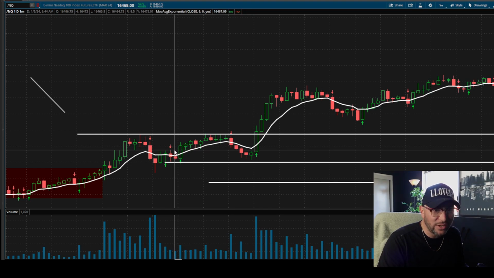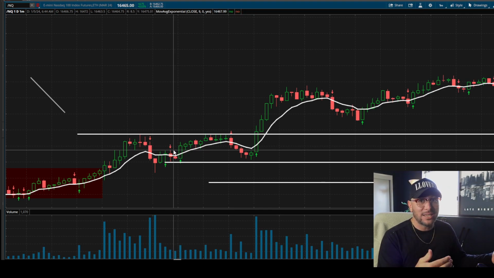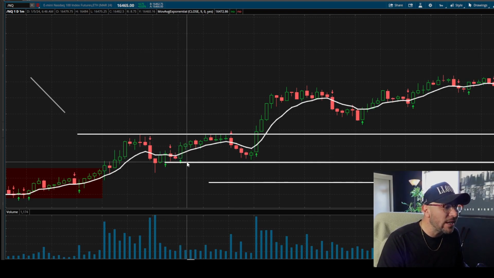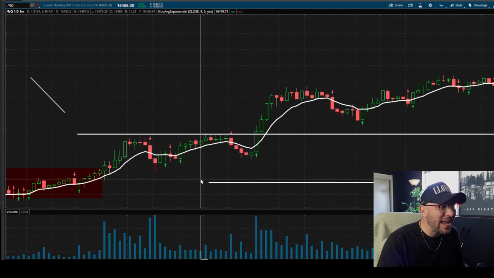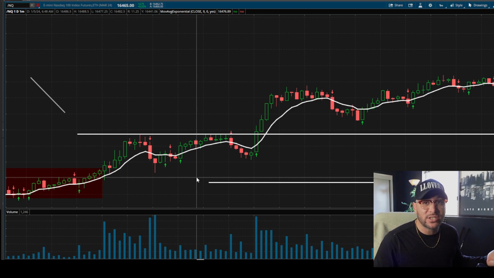So on this particular candle here, would you have been able to make 6, 7, 8 points? There's another winner, guys. You see how you're starting to stack wins? Again, it's going to be up to you. When are you going to stop trading on the day?